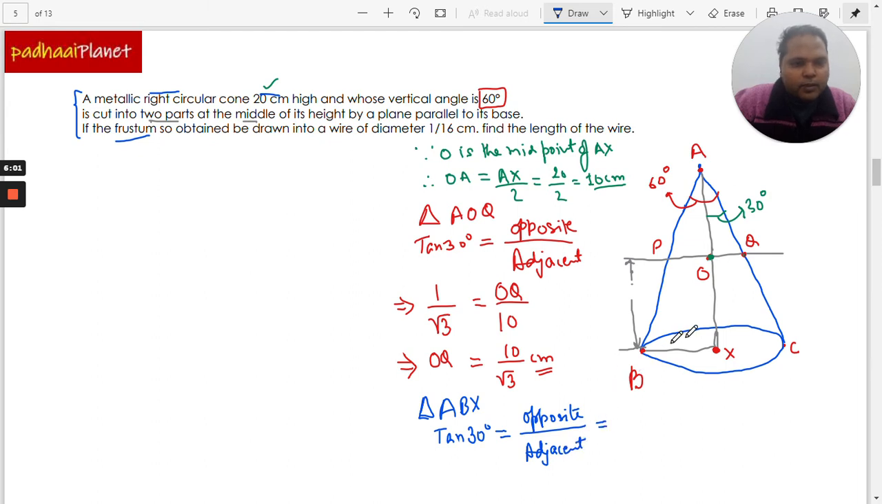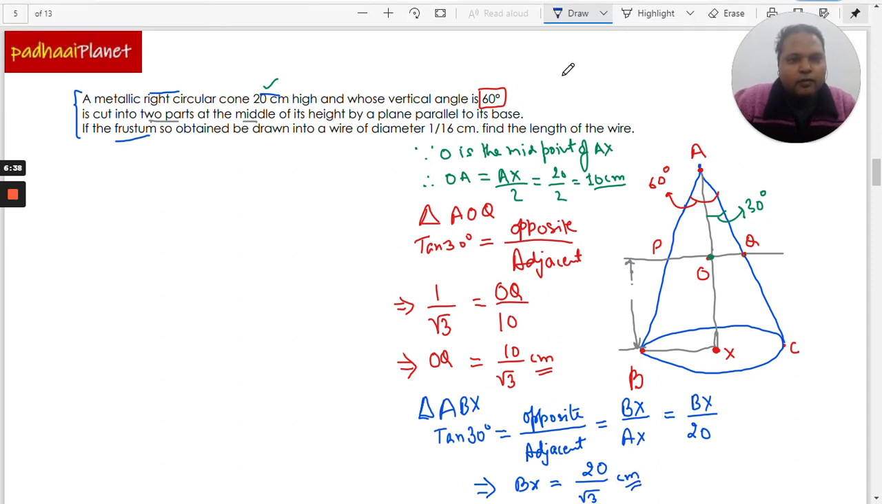So opposite meaning BX over AX, right? Now BX is the same and AX is how much? AX is 20. Now we know that tan 30 degrees is equal to 1 over root 3. So if we simplify this, then we can get the value of BX, and that's going to be 20 upon root 3 centimeters, right?